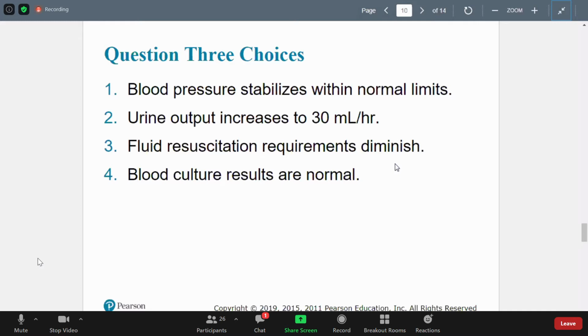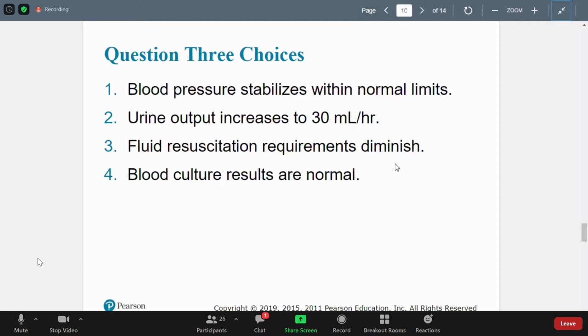I don't know. We put number 2. Yeah, the book talks about blood pressure. Let me read the rationale, because this is straight from your textbook. Usually the first sign of improving status is a reduction in the amount of fluid resuscitation required. Next, blood pressure stabilizes and then urine output improves. Blood cultures may be normal within 48 hours of starting antibiotics, even though the inflammatory process continues to cascade.